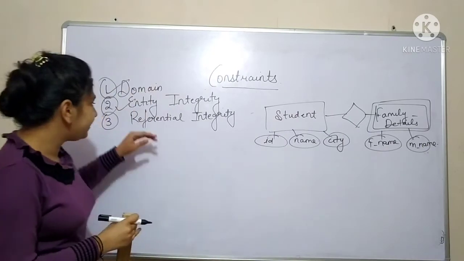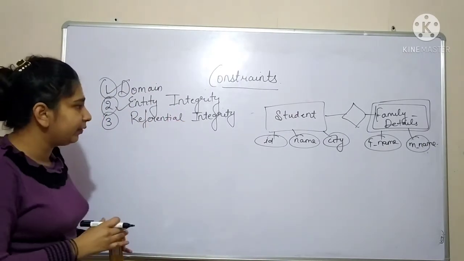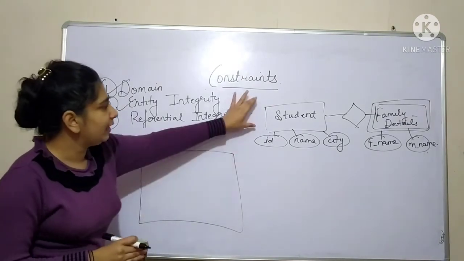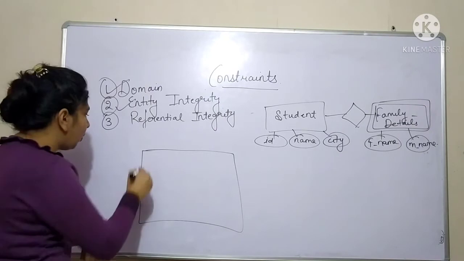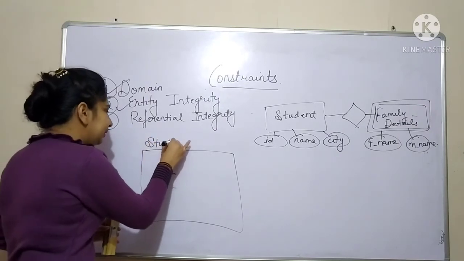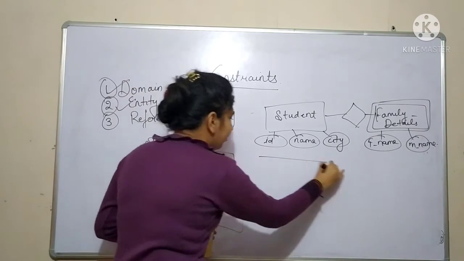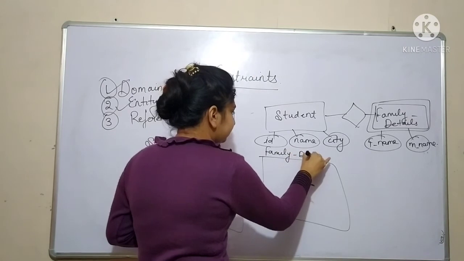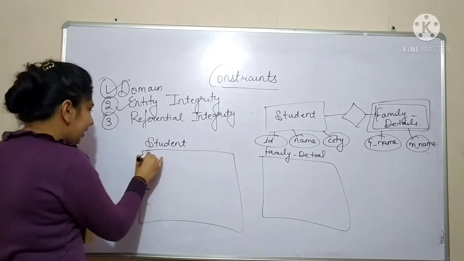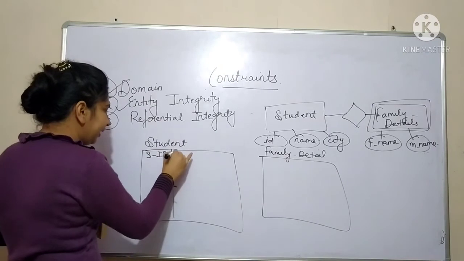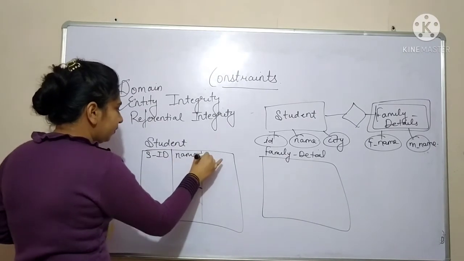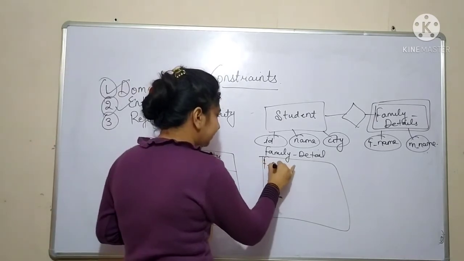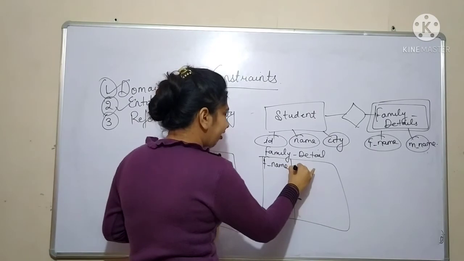So now let's discuss the meaning of referential integrity. I am going to convert this entity relationship model into the relational model. We have a student entity and we have a family details table. It has student ID, name and city. In this family detail, we have father name and mother name.